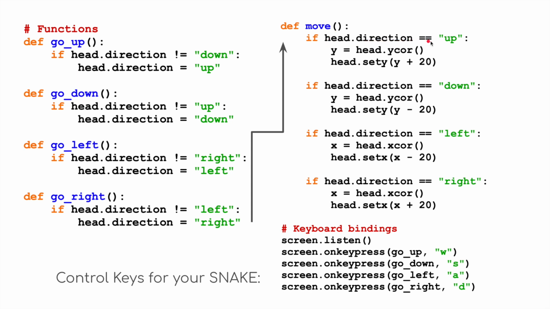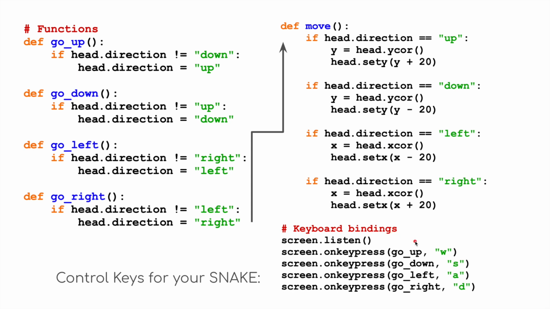If the head direction equals up, then y equals head's y coordinate, and head.sety(y + 20), so it's going to be moving up 20 pixels every time. Same for down, same for left, and same for right. But as you can see, we're using pluses and minuses, a little bit like if you're doing this in Scratch, only this is text-based.